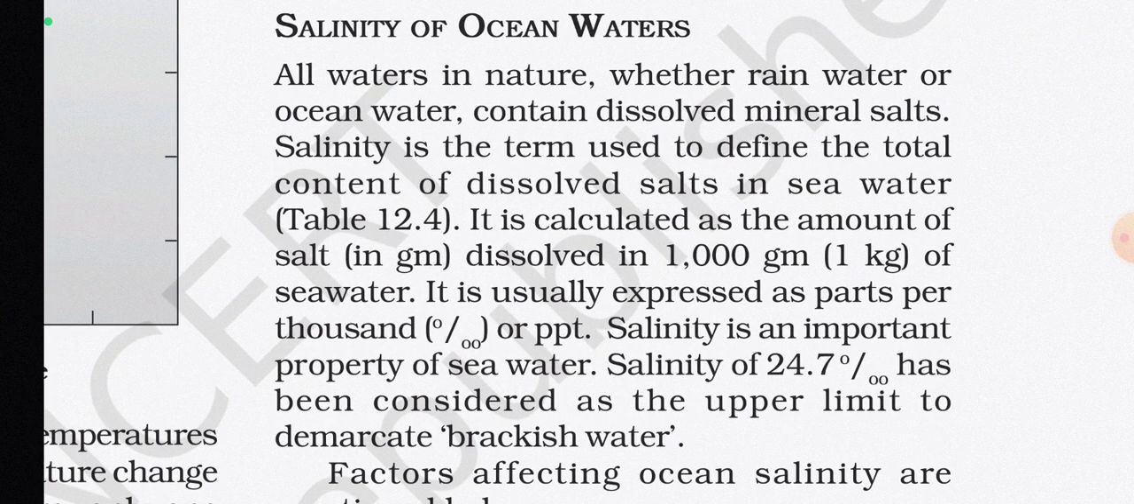All waters in nature, whether rainwater or ocean water, contain dissolved mineral salts. Salinity is the term used to define the total content of dissolved salts in seawater. It is calculated as the amount of salt dissolved in 1000 gram of seawater. It is usually expressed as parts per thousand or ppt. Salinity is an important property of seawater. Salinity of 24.7 parts per thousand has been considered as the upper limit to demarcate brackish water.